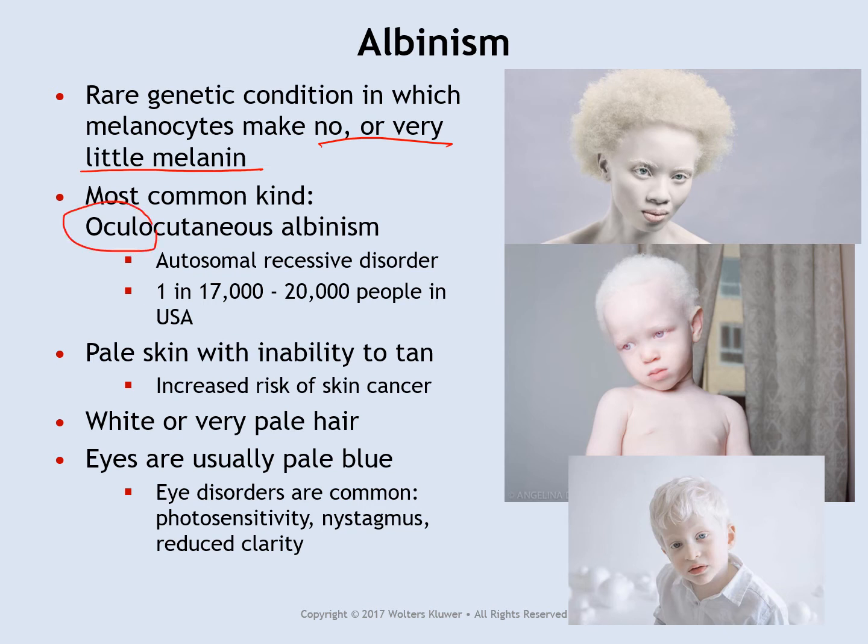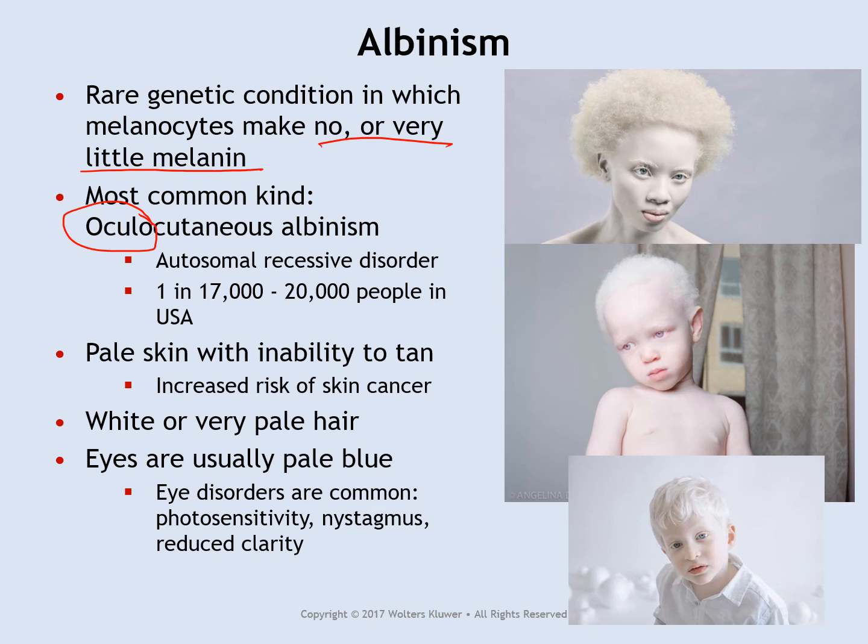What does oculo mean here? Oculo refers to the eyes. So oculocutaneous albinism is albinism that affects both the skin and the eyes. This is an autosomal recessive disorder, and we'll talk a little bit about what that means. And it's very, very rare. You'd have to get together between 17,000 to 20,000 people in the US to find one person who has albinism. So you may never see a patient who has albinism.